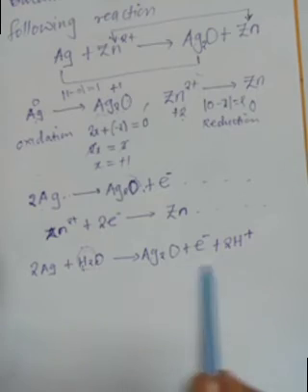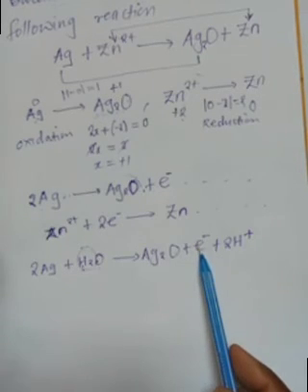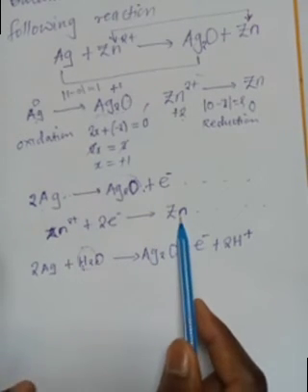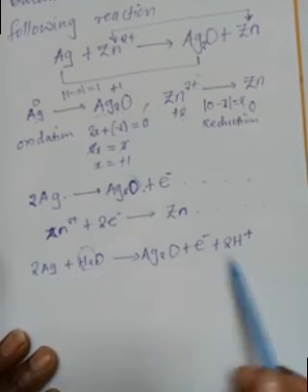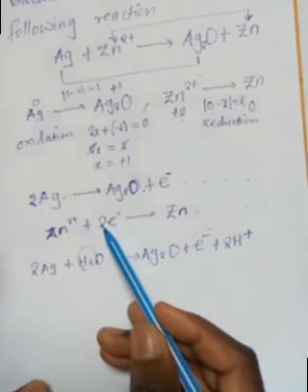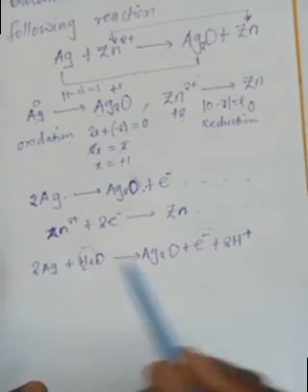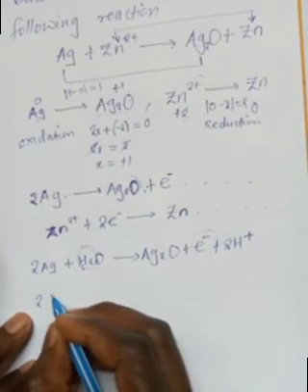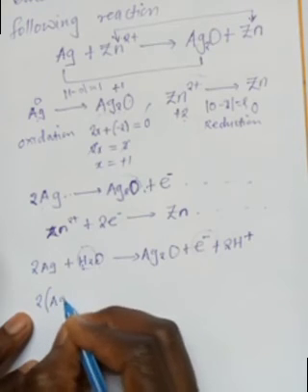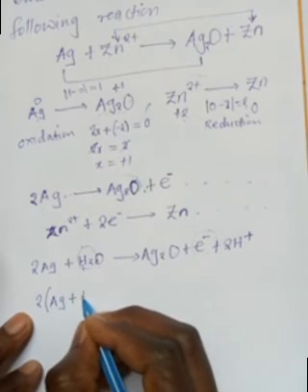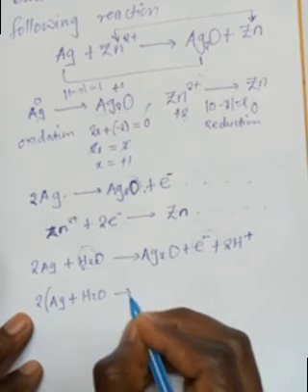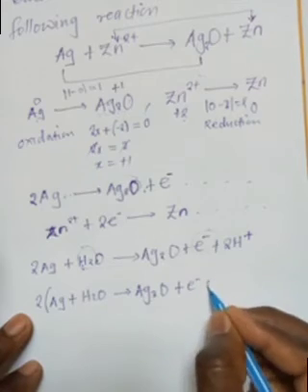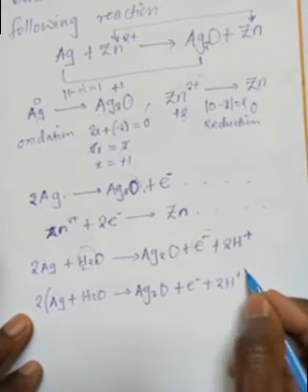You balance the charges with the electrons in this given part. What are you supposed to do to this reaction for you to come up with the same number of electrons as this one? You have to balance this one using a coefficient which is going to suit with that, so I have to multiply throughout by 2. Then we're going to have 2 Ag plus water molecule producing Ag2O plus 2 electrons plus 2 hydrogen ions.